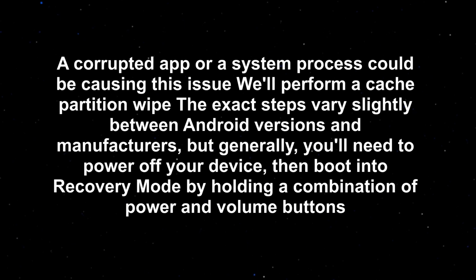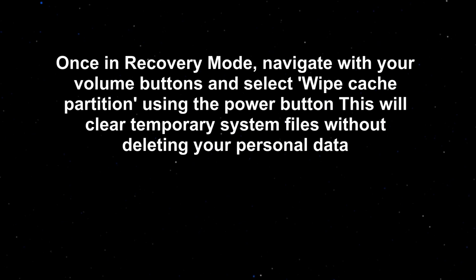A corrupted app or a system process could be causing this issue. We'll perform a wipe cache partition; the exact steps vary slightly between Android versions and manufacturers. But generally, you'll need to power off your device, then boot into recovery mode by holding a combination of power and volume buttons. Once in recovery mode, navigate with your volume buttons and select Wipe Cache Partition. Using the power button, this will clear temporary system files without deleting your personal data.